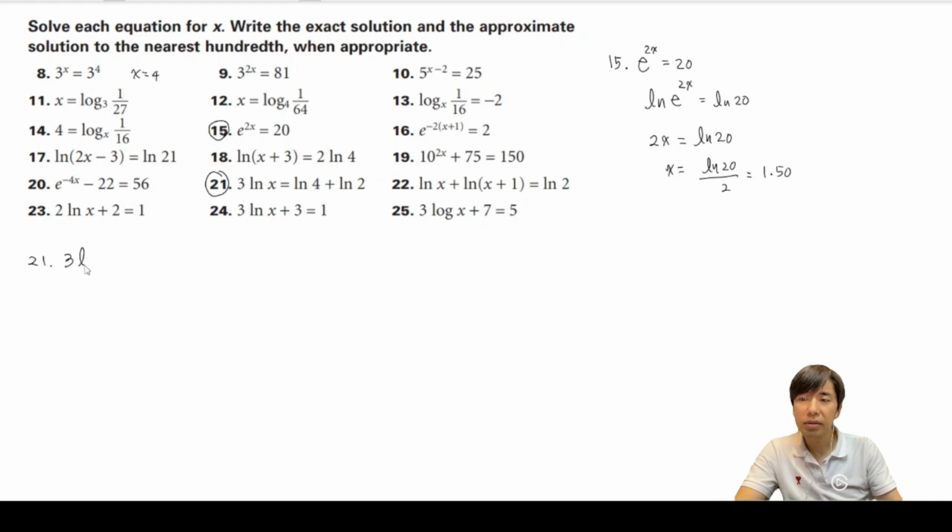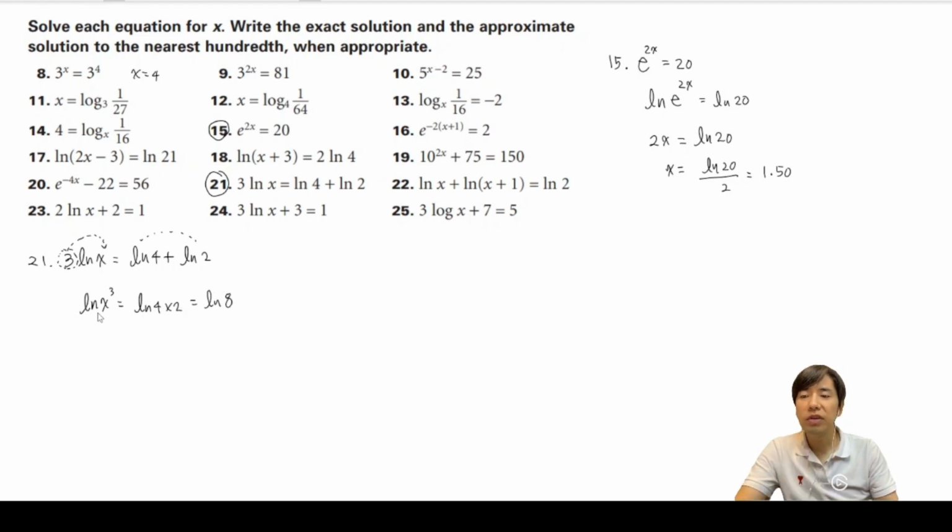3 ln x is equal to ln 4 plus ln 2. Okay, if you have multiple logs on the right hand side, just combine them together. It's got the same base e here, so you can combine these two logs together, and at the same time, take this number and take it back here as an exponent. So ln x cubed is ln 4 times 2, right? So that's ln 8.